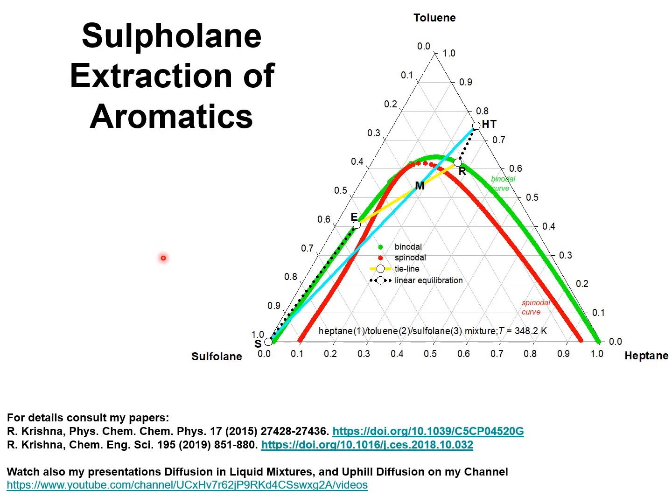Let us gain an understanding of the principles of liquid-liquid extraction by taking the specific example of extraction of toluene from mixtures with heptane using sulfolane as solvent. We plot the compositions of the three components in the mixtures in ternary composition space. The compositions are expressed in mole fractions. The mixture toluene sulfolane is completely miscible. The mixture toluene heptane is completely miscible.